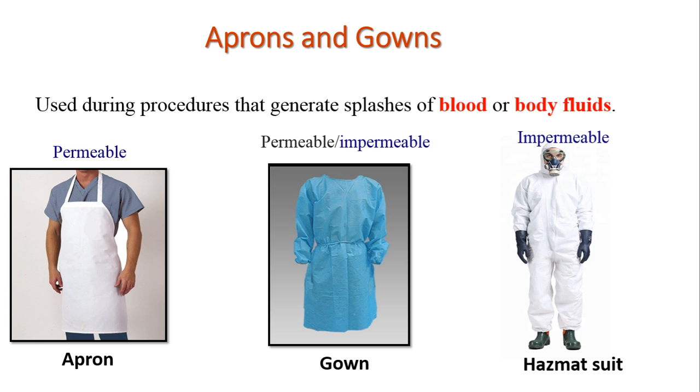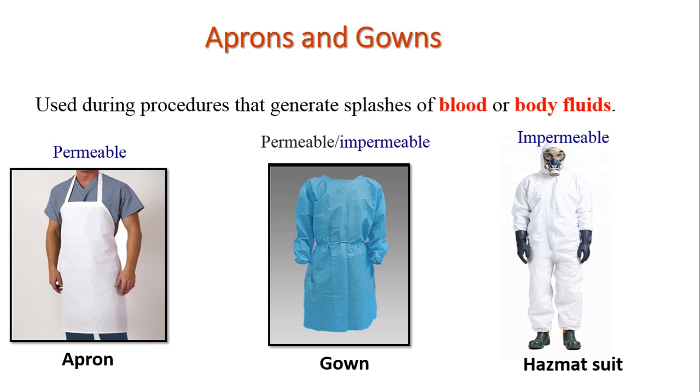Other than this, we have aprons and gowns. As you can see in this diagram, I have shown you three kinds of body coverings. One is aprons or lab coats. There are different designs available for apron, and one covering a large portion of our body is usually good. Then we have gowns, as you can see. So aprons are reusable. You can autoclave them, you can wash them, and you can reuse them. Gown and the hazmat suit are use and throw ones.